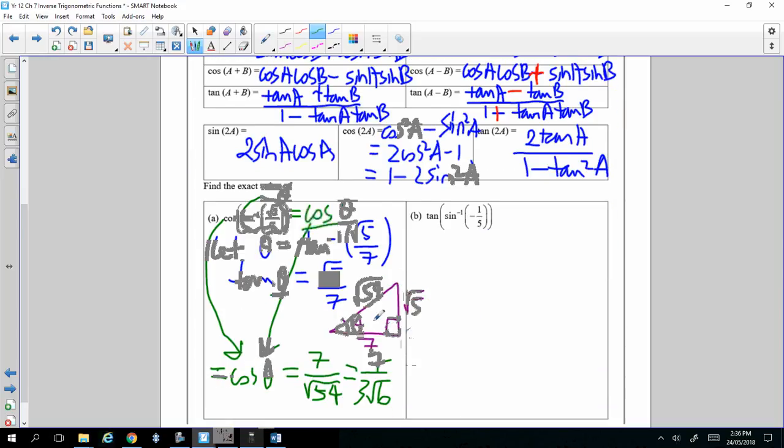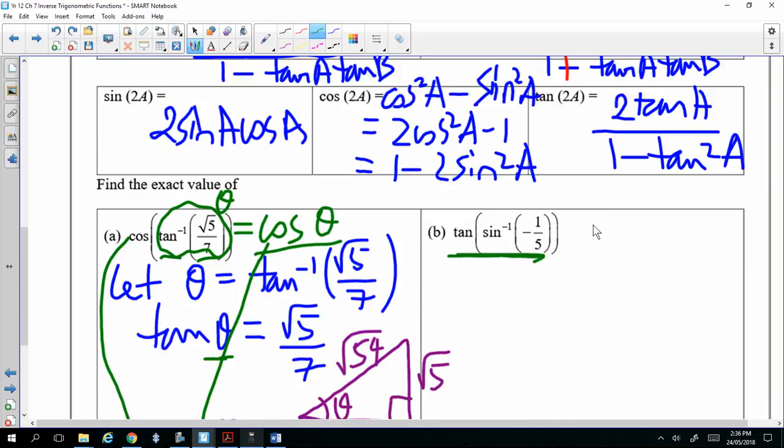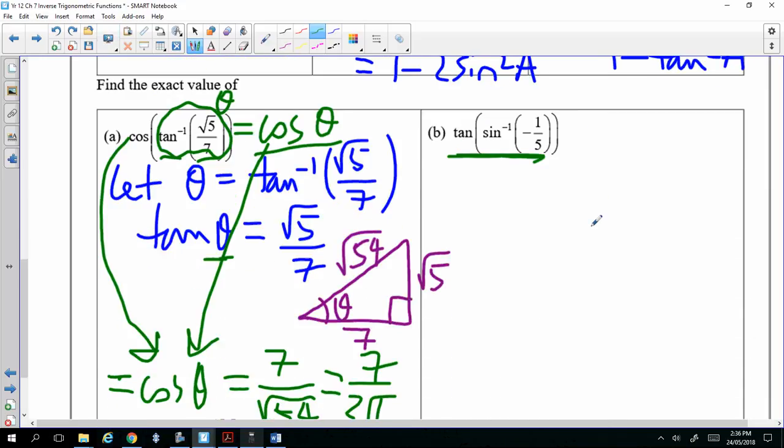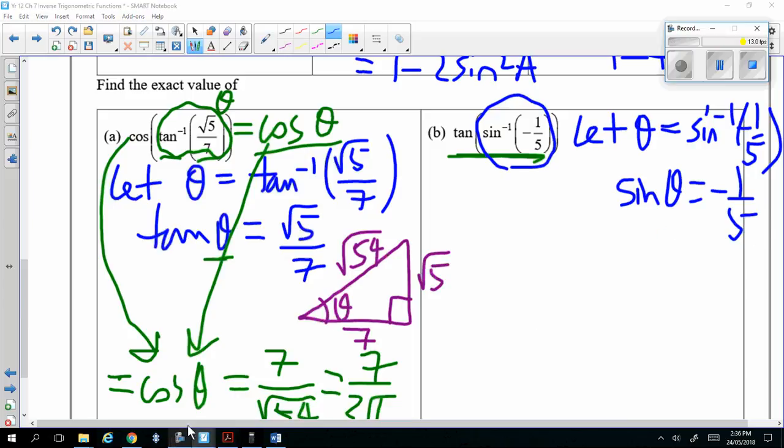So when you have this inside the angle, you just say let theta equal to sine inverse of negative 1 on 5. So therefore sine theta equals negative 1 over 5. And then what do we do after this? You have to draw a right angle triangle. Just ignore the negative first. So you write opposite over hypotenuse. Using Pythagoras, you get 25 minus 1 is root 24, which is 2 root 6.